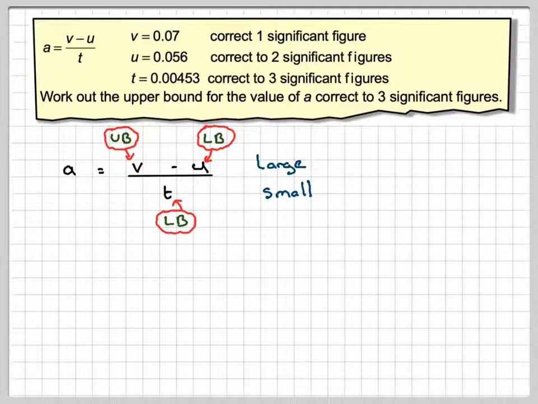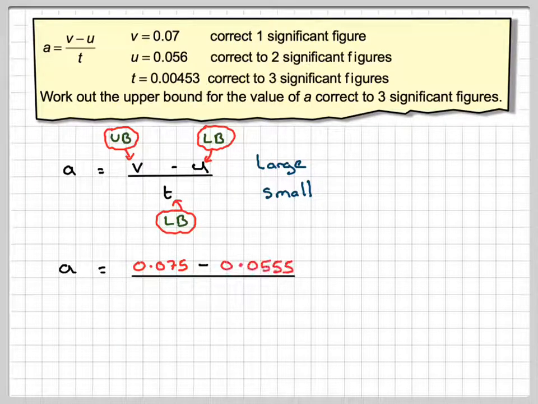So the upper bound of V is going to be 0.075. The lower bound of U is going to be 0.0555. And the lower bound for T is going to be 0.004525. When we're considering significant figures, these zeros are not important.